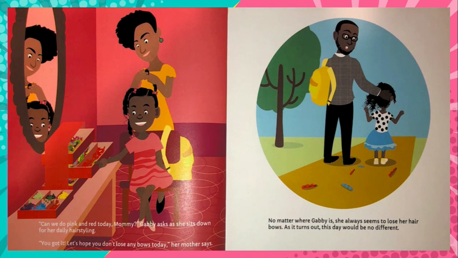Can we do pink and red today, Mommy? Gabby asks as she sits down for her daily hairstyling. You got it. Let's hope you don't lose any bows today, her mother says. No matter where Gabby is, she always seems to lose her hair bows. As it turns out, this day would be no different.